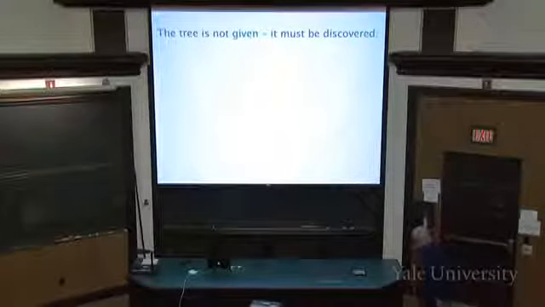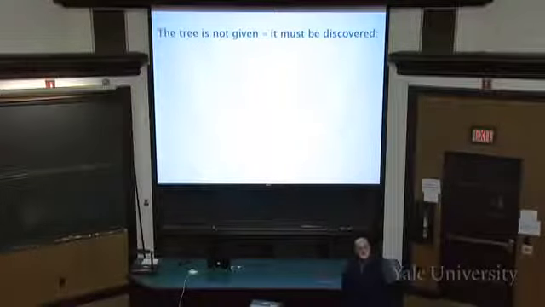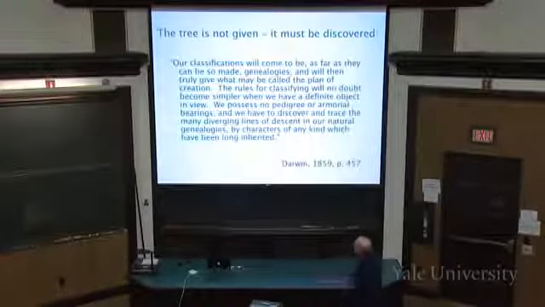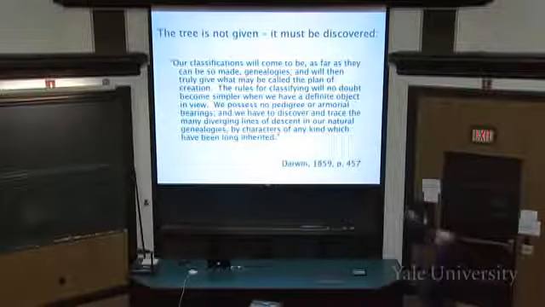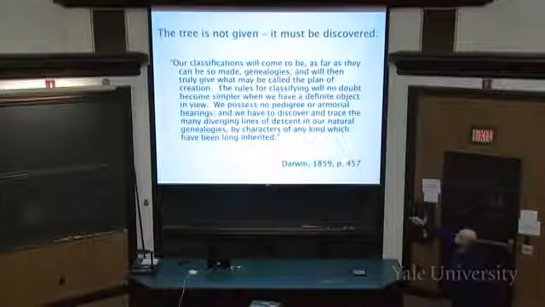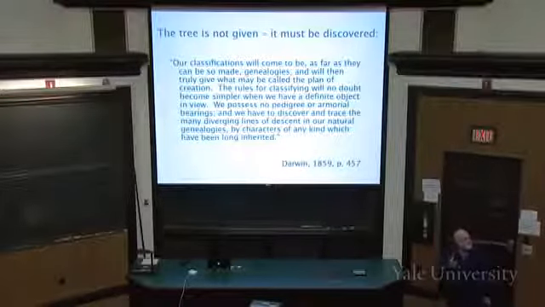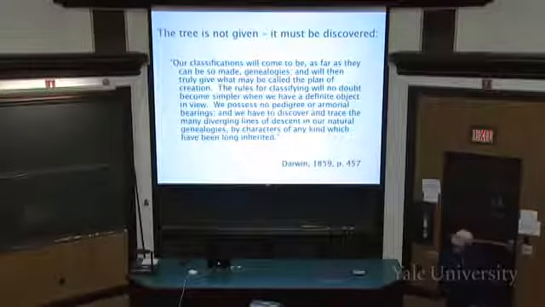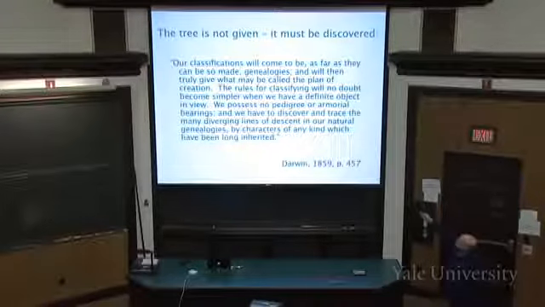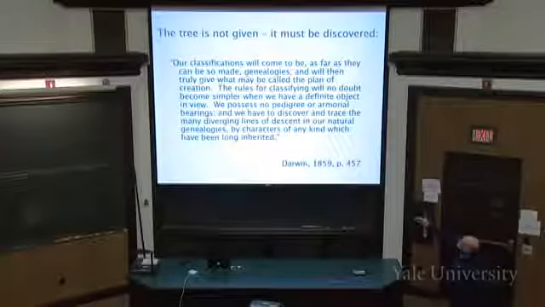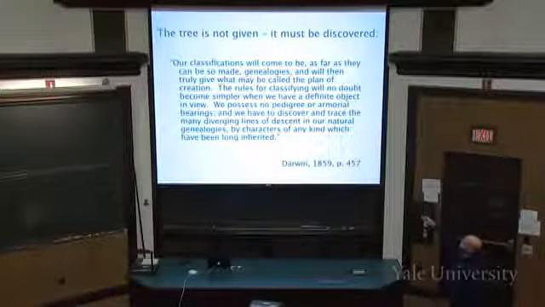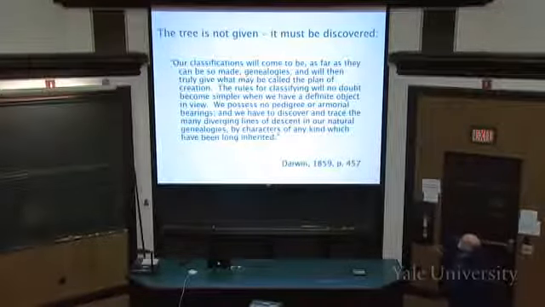Now, he could see immediately that the tree isn't given. It should be discovered. He said, our classifications will come to be, as far as they can be so made, genealogies. So they will reflect what actually happened in terms of evolutionary history to generate relationship. And then they will truly give what may be called the plan of creation. The rules for classifying will no doubt become simpler when we have a definite object in view.